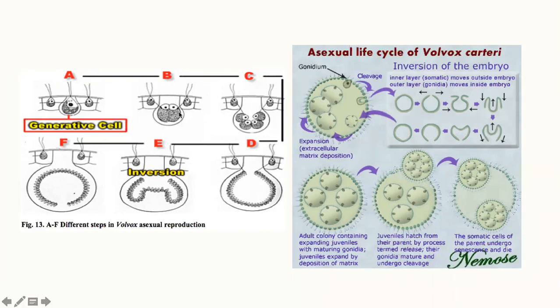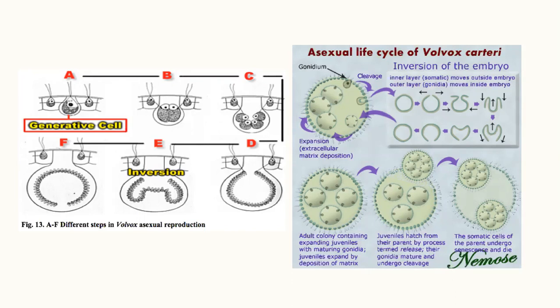Then each cell will again undergo a longitudinal division at right angles to the first and form the four cell stage. These four cells again undergo another longitudinal division to result in the eight cell stage, which is known as the plakia stage. And the eight cells of the plakia stage will again undergo division to form the 16 cell stage.